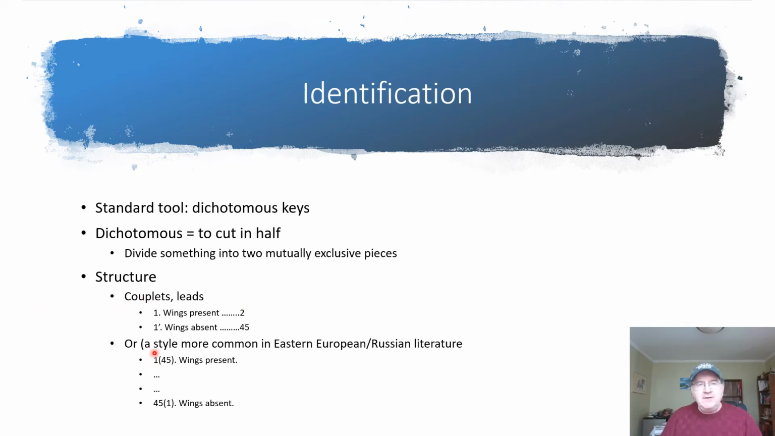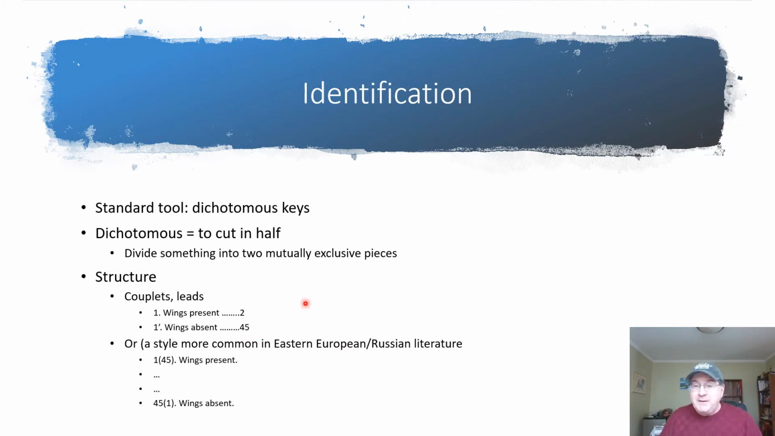If, however, wings present is not true, and in this case I've worded it since there's only one other logical possibility. Well, there is another one. Hang on, I'll get to that. Wings absent. If the wings are absent, then go to couplet 45 and continue the process.